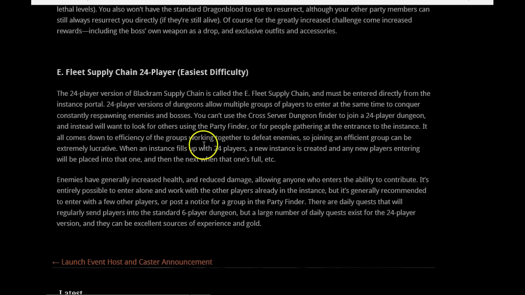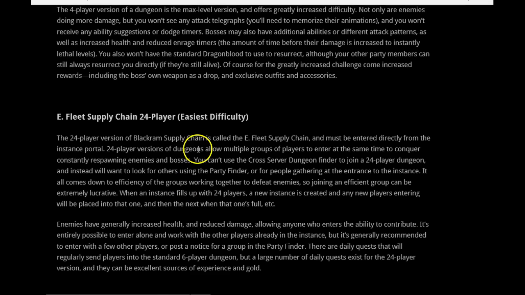I have not personally played this dungeon, so if you are from a different region and you've played it, let me know. But they do say that there's tons of daily quests in here, and you can pick up a lot of loot, gold, and experience for the 24-man dungeon. The 24-man dungeon is not actually cross-server, to note. I believe the other versions, the 4 and 6-man, are cross-server. So you have those right there.